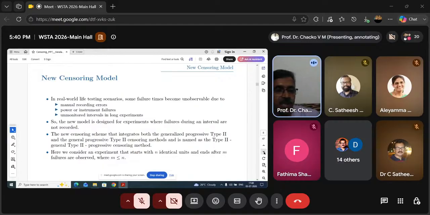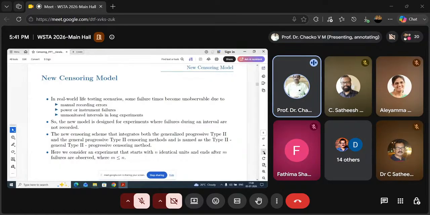Due to some errors. The second reason is power or instrument failures or unmonitored intervals in long experiments. During the night, we may not be able to observe due to some errors. Like that, the second reason is power or instrumentation failure. We will have several situations of unmonitored intervals in long experiments. So a new model is required, actually designed for experiments where failures during an interval are not recorded.